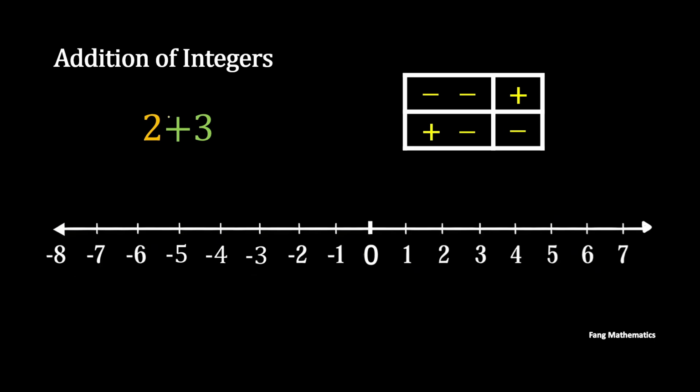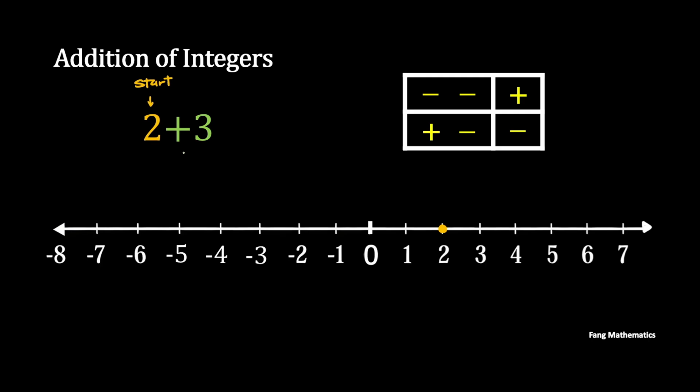So let's start from the question. If you are to do it mathematically, you get 5 straightforward. In this case, I'm going to show you using the number line. So the first number on the left is your starting point. So you mark 2 on the number line.